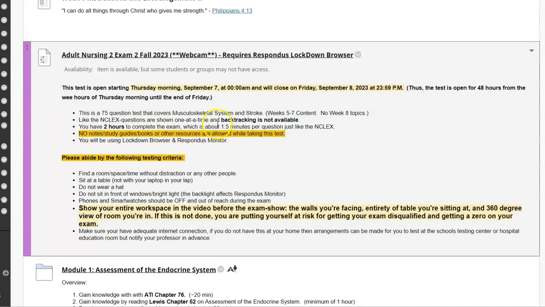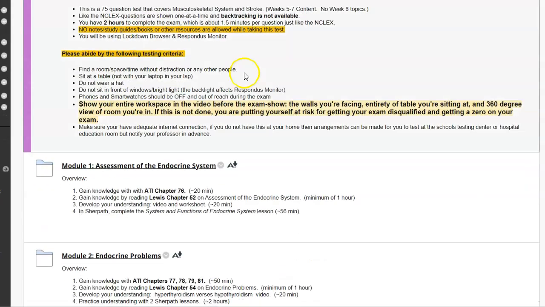I'd just like to remind everyone, just like the NCLEX questions are shown one at a time, backtracking is not available. You have 2 hours to complete the exam, which is about 1.5 minutes per question, just like the NCLEX. No notes, study guides, books, or other resources are allowed while taking this test, and you will be required to use Lockdown Browser and Respondus Monitor. So I would like to go over the rules again.